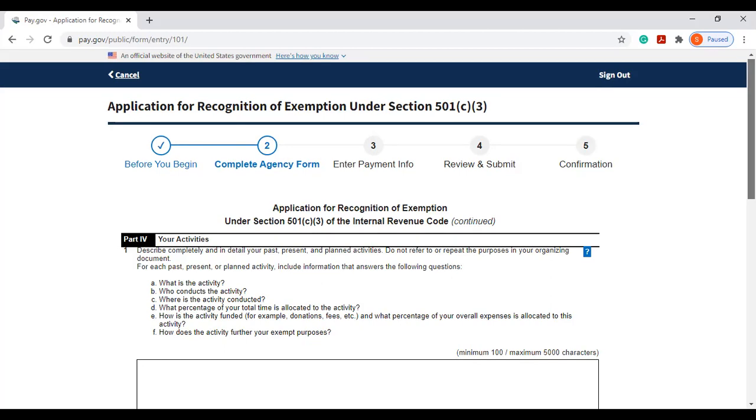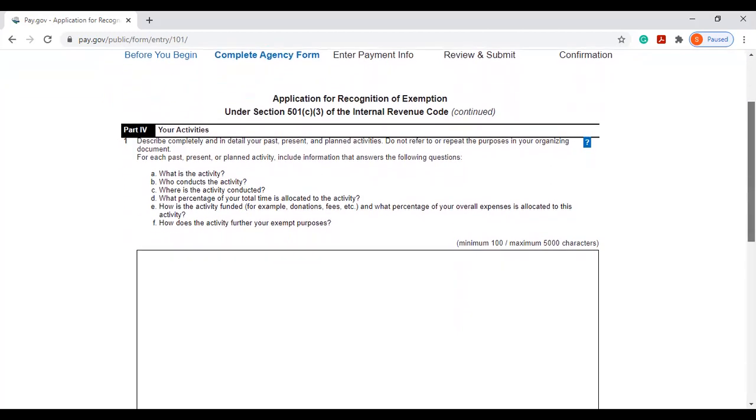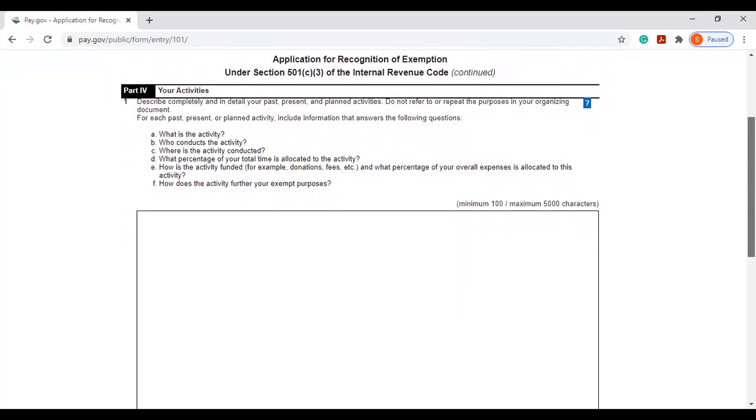Okay, so here is the same information I just discussed, right? About describing completely and in detail your past, present, and planned activities. Do not refer to or repeat the purposes in your organizing document. What's your organizing document? What is that?